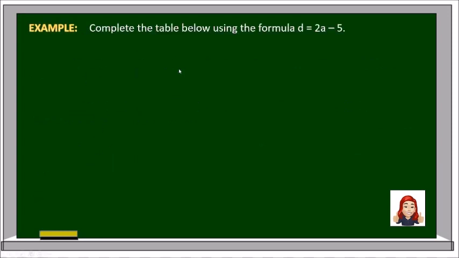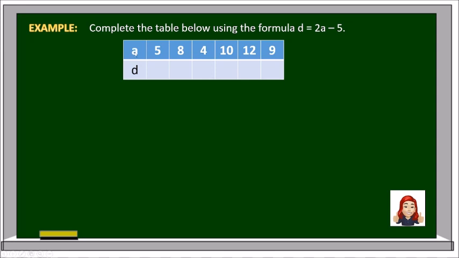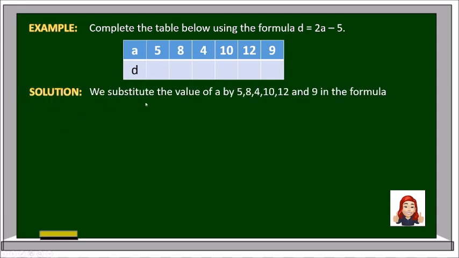Example: complete the table below using the formula D = 2A - 5. We have the values of A: 5, 8, 4, 10, 12, and 9. We solve for the value of D. For the solution, we substitute the values of A, 5, 8, 4, 10, 12, and 9, in the formula. What's the formula? It's given: D = 2A - 5.